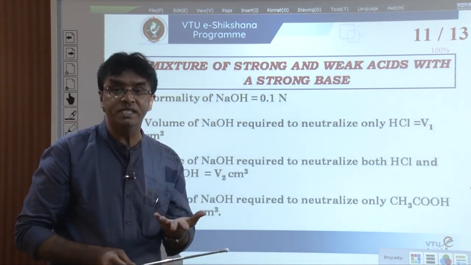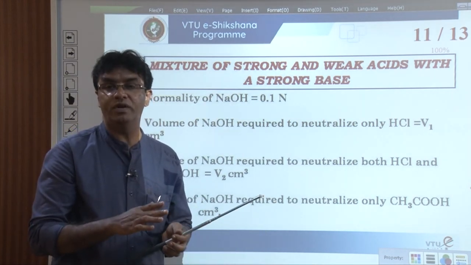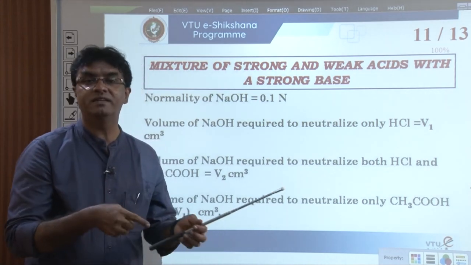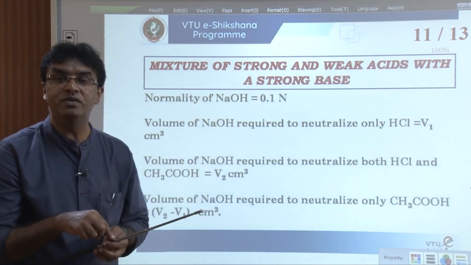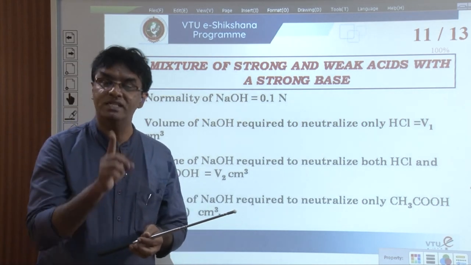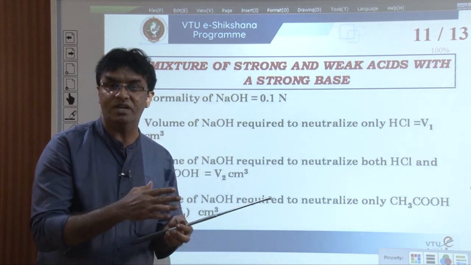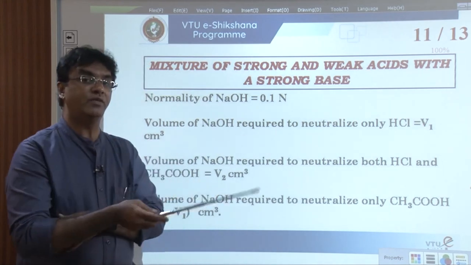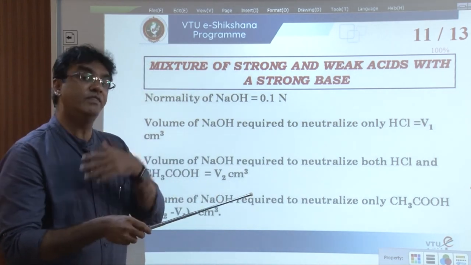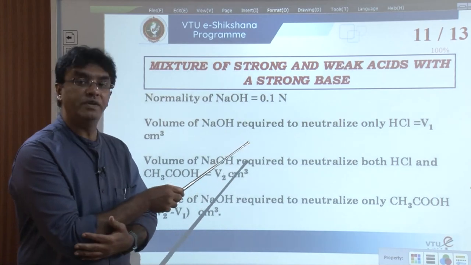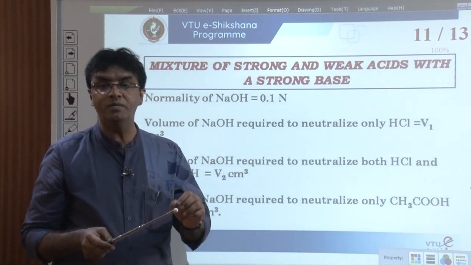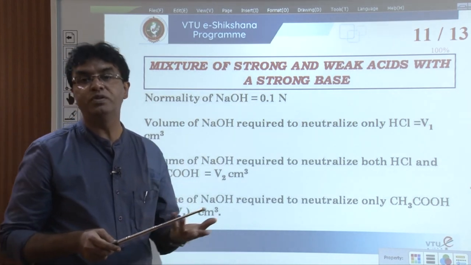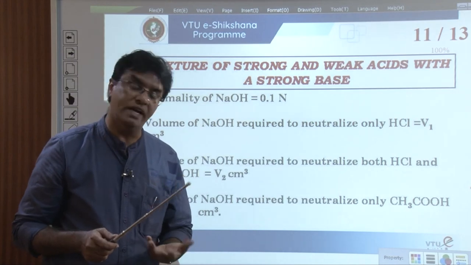Whereas in the earlier two cases, we got only one point: volume of NaOH required to neutralize only HCl in the strong acid versus strong base case, and volume of NaOH required to neutralize acetic acid in the weak acid versus strong base case. Here, with the mixture of acids versus strong base, we have to note down the volume of NaOH required to neutralize only acetic acid, only HCl, and both HCl and acetic acid.